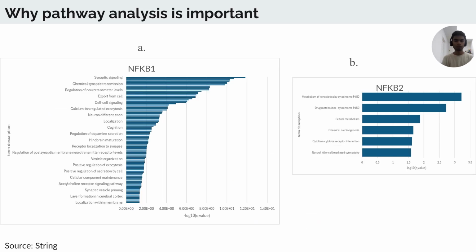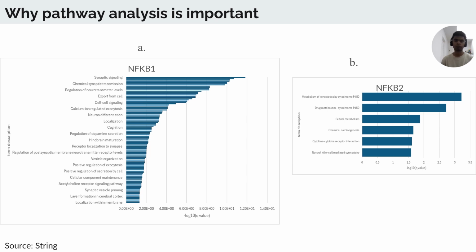The pathway enrichment is from STRING. Genes correlated with NFkB1 were chosen between the range of negative 0.3 to 0.3. A similar process was taken with NFkB2. The analysis shows processes such as synaptic signaling, neurotransmitter regulation, and neuron differentiation as highly enriched. These factors are going to be more susceptible to errors due to dysregulated expression of NFkB1. For NFkB2, key metabolic pathways, chemical carcinogenesis, and NK cell-mediated cytotoxicity will be affected due to, once again, dysregulated gene expression.